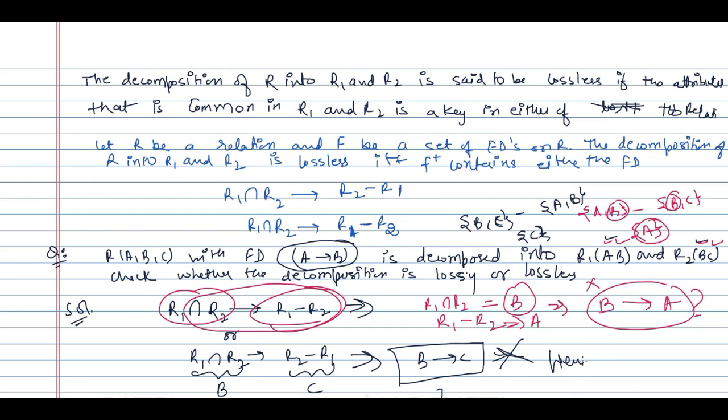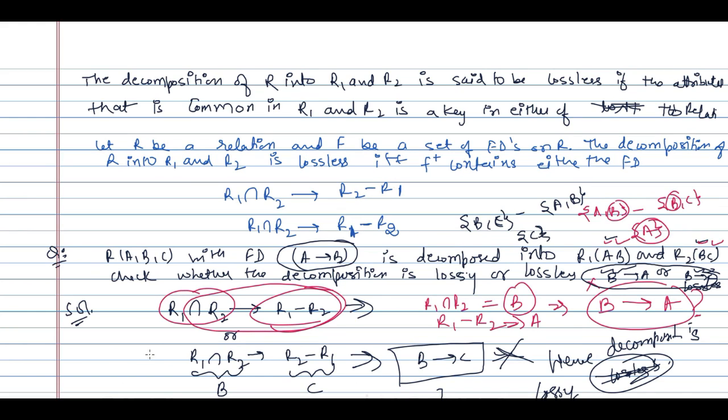Hence, the decomposition is lossy. That means the common attribute is not a key attribute in either table, because in both tables the common attribute is B. So either B should determine A or B should determine C. If any one of these happens, then the decomposition becomes lossless. But because none of these statements holds, the decomposition is lossy.